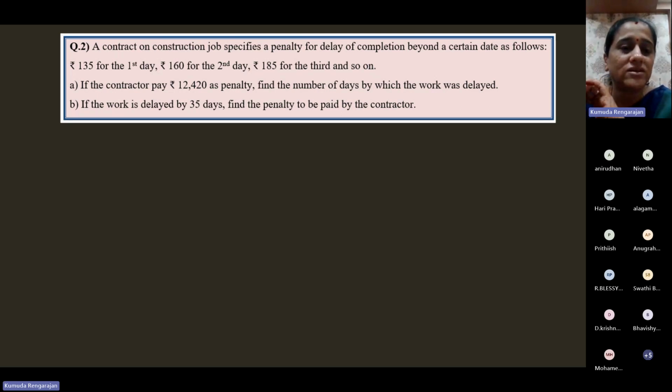135 rupees is the penalty for the first day. 160 rupees is the penalty for the second day. 185 rupees is the penalty for the third day, and so on.